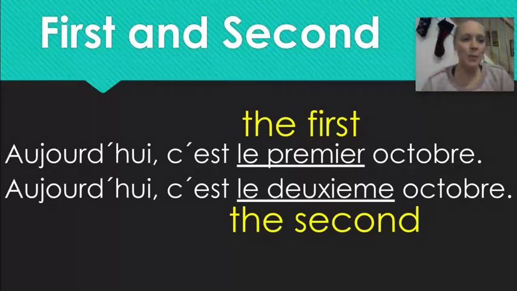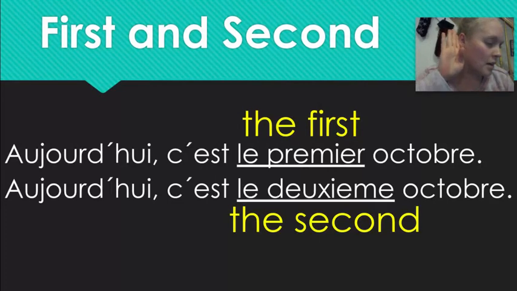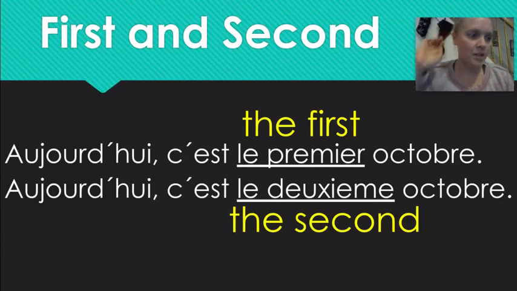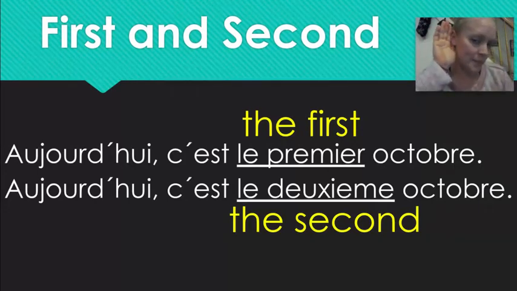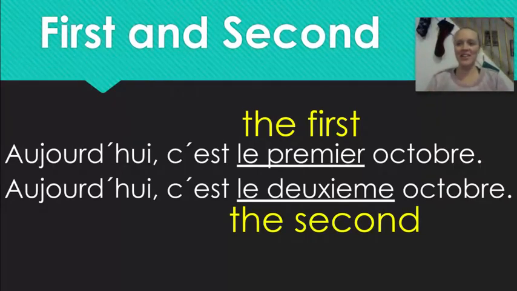Classe, s'il vous plaît, répétez aujourd'hui, c'est le 1er octobre. Okay, let's try the other one. Classe répétée. Aujourd'hui, c'est le 12e octobre. Très bien. Le 1er, le 12e. Take a moment, pause the video. Also write these example sentences down on your notes so that you know how to say the first and the second of each month. And then come back.